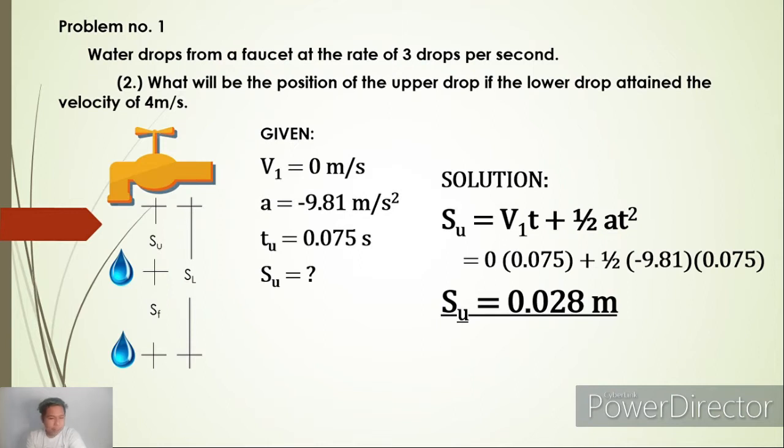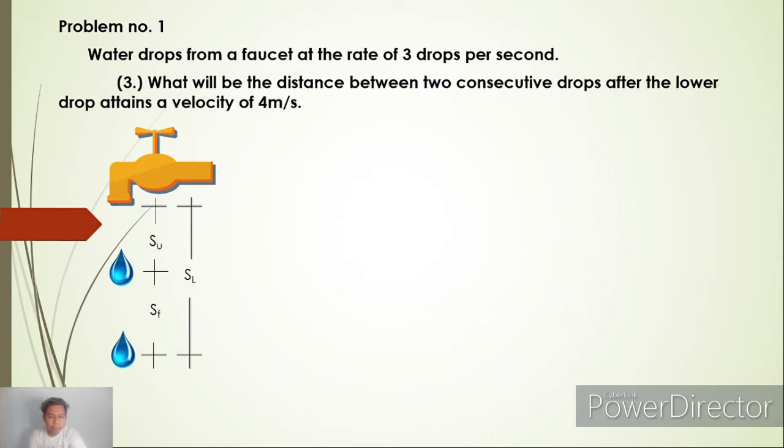Nakuha. So for question number 3, what will be the distance between two consecutive drops after the lower drop attains the velocity of 4 meter per second? So, ilan daw yung distance ng consecutive drop, ng dalawang drop na magkakasunod kung naabot na ng lower drop yung velocity na 4 meter per second?